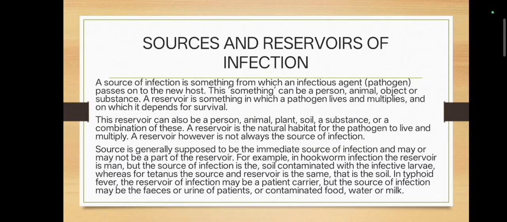While a reservoir is the pathogen's natural habitat, it is not always the immediate source of infection. The source usually refers to the immediate origin of the infectious agent and may be part of the reservoir or separate from it. For example, in hookworm infection, the reservoir is humans, but the actual source of infection is soil contaminated with infective larvae. For tetanus, both the reservoir and the source are soil.